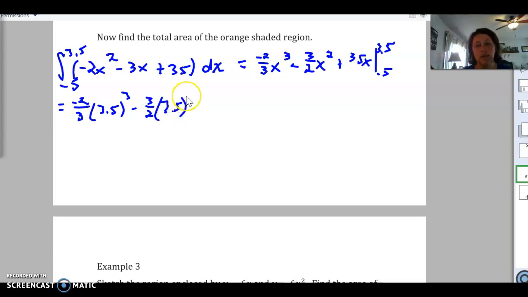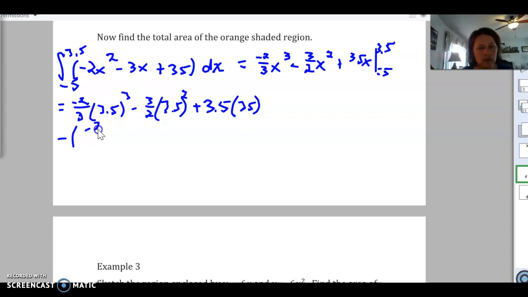And then I did plug these into my calculator and use my table to evaluate all of this. So plus 35x, sorry, 3.5 times 35 on that one. And then subtract, I'm just going to write them down here, subtract what we get when we plug in the -5. That's a -5, not a 0.5. Okay.